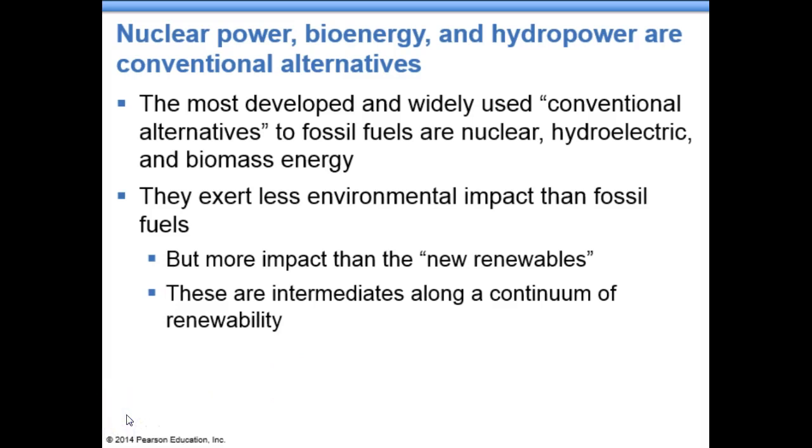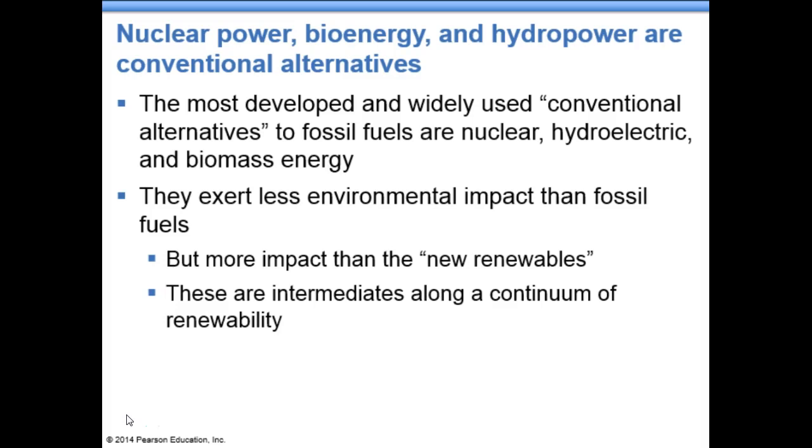Okay, so three of the energy sources that we're going to be considering are nuclear power, bioenergy, and hydropower, and we're going to refer to these as conventional alternatives through the chapter. So as you can see, we have these three alternatives. Most of the ones that are developed and widely used are nuclear power, hydroelectric power, and energy from biomass, which we're going to just call bioenergy.